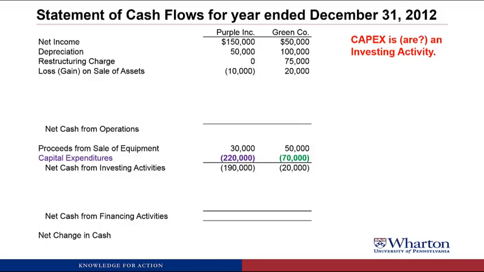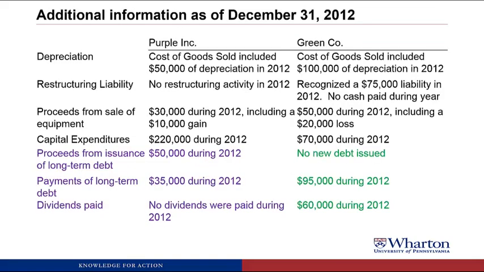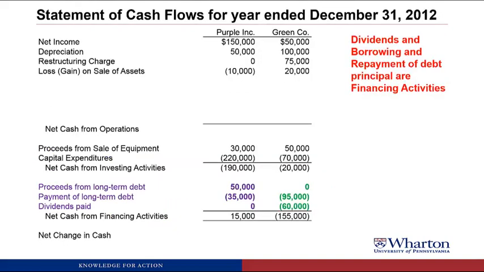Anyway, we put a line in the cash from investing activity section where we show the capital expenditures for both Purple and Green. Next, we have a number of financing activities that two companies did during 2012. Purple received $50,000 proceeds from issuing long-term debt. They made $35,000 of payments on their long-term debt, and they didn't pay any dividends. Green did not issue any new debt. They paid back $95,000 of their existing long-term debt, and they paid $60,000 of dividends to their shareholders. These are all financing activities, so in the statement of cash flows, we just put a line item for each activity to show the proceeds and payment of long-term debt and the dividends paid for the two companies.